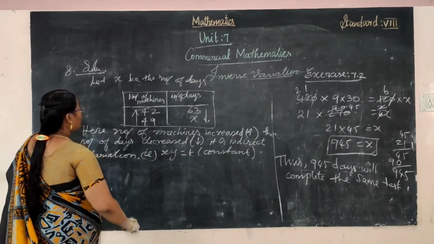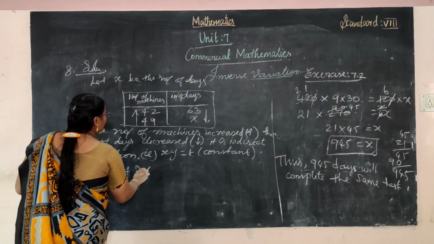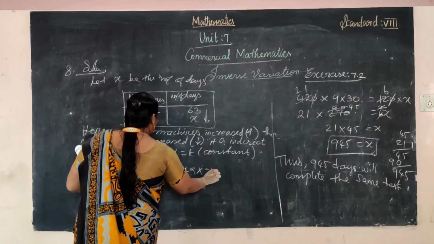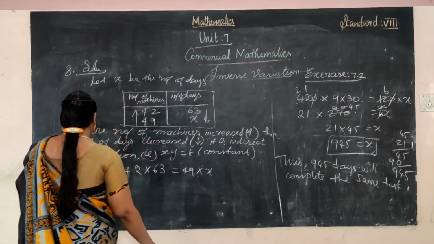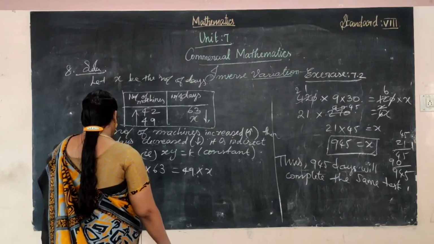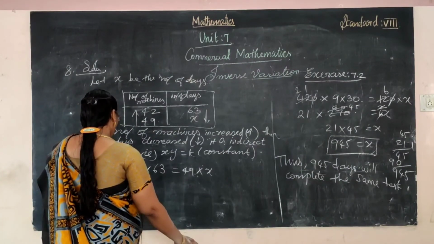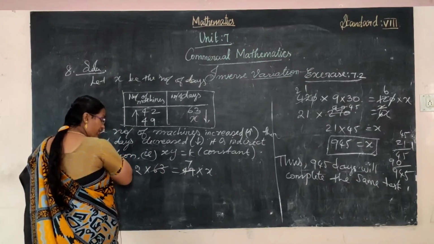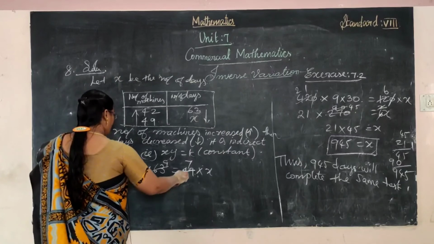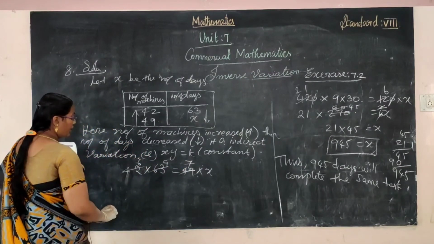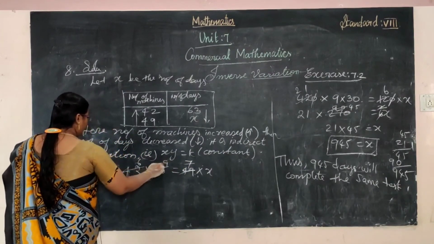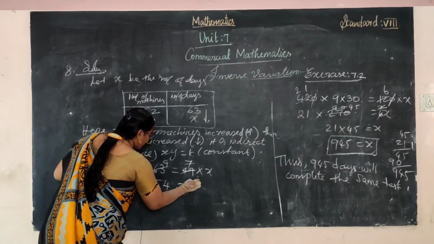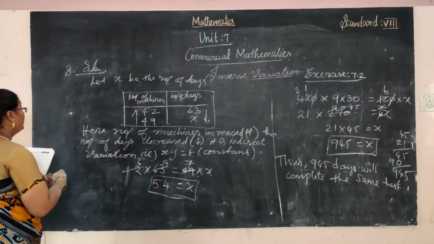From this, number of machines 42 into number of days 63 equal to 49 into x. You cancel in the 7 table: 7 7s are 49, 7 6s are 42. Now multiply: 9 6s are 54. So x equals 54.